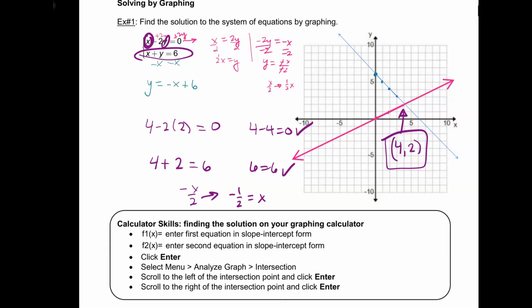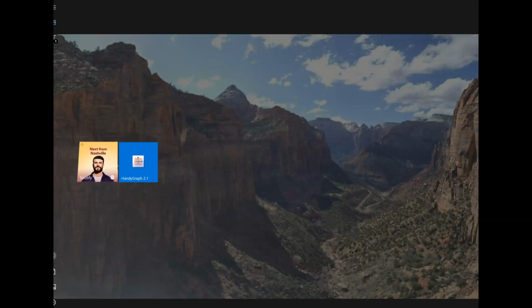Okay, so calculator skills. How do we find the solution? In our graphing calculator, we enter both of them. Analyze, intersection. Okay, cool. So let me open this up and I will show you how to do it.